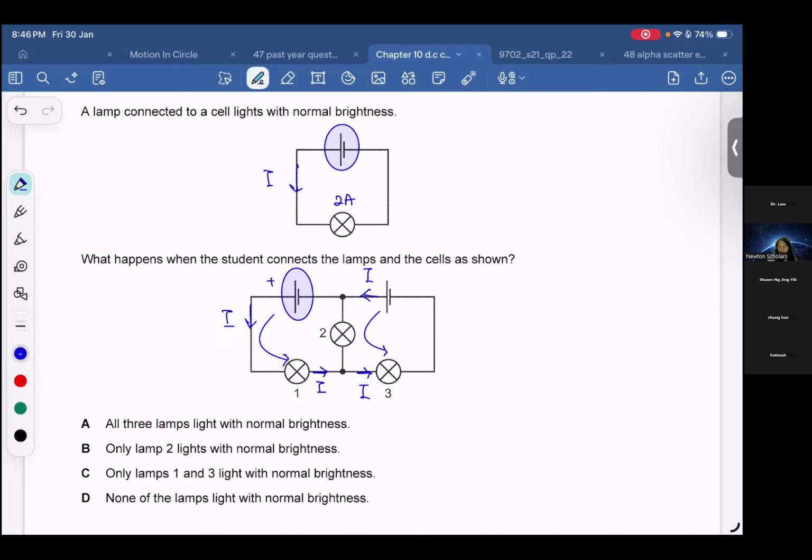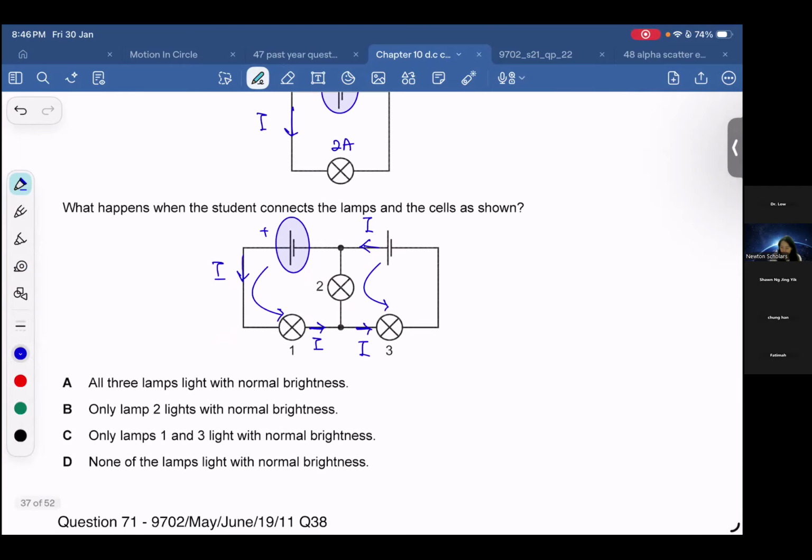Okay, can you see that? But just now, Sean, you got one idea. I want to correct it here. Your answer, 1 and 3, is correct. You see, this one, 1 and 3 both receive I. Both receive I, so C is correct. Lamp 1 and lamp 3 both have the current I flowing through them.